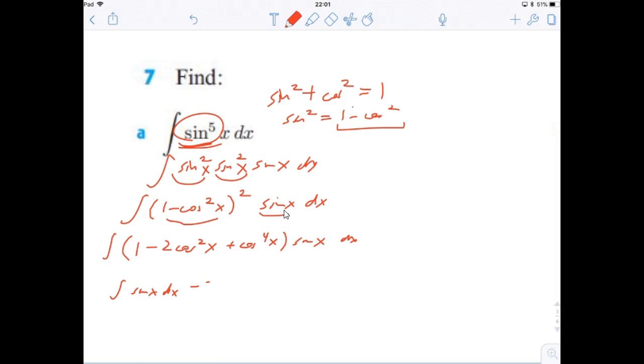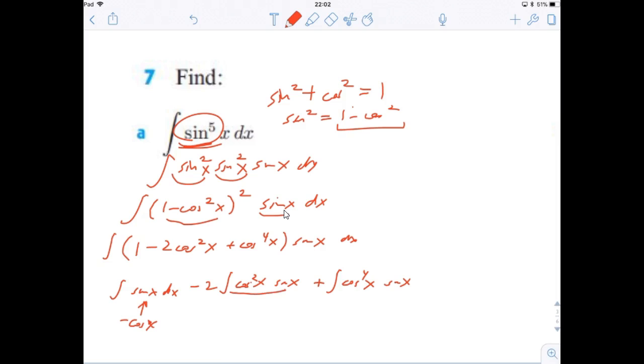I'm going to have negative 2 times the integral of cosine squared x sine x, and I'm going to have the integral of cosine to the 4th x sine x. Now I can start seeing how some of these are going to work out. For example, the integral of sine x dx would just be negative cosine x, right? Let's check that. The derivative of cosine x is negative sine x, so the derivative of negative cosine x is sine x. Yes, that worked.